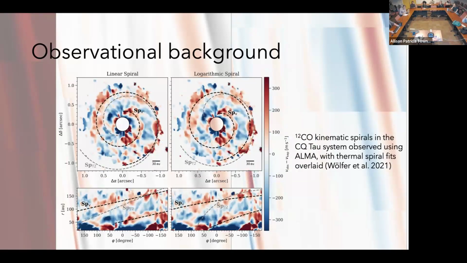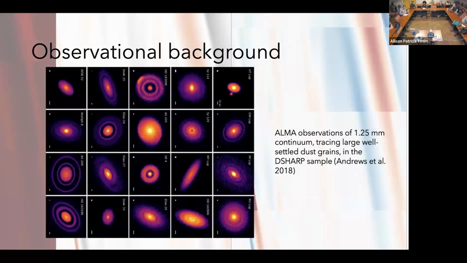Now, this can also be seen in a system known as CQ Tau observed by Sebastian Wolfke et al. in 2021. You can see they attempted various fits to, I think what's shown here are the kinematic spirals, and some of the fits are also temperature spirals. So these spiral structures that you see in gas, 12CO, 13CO, C18O, among others, are one example of substructures. Now, if you turn your attention to dust, for instance, the millimeter dust observed by ALMA, looking at the very well-known DSHARP program, you can see they observed many disks with, in high resolution, a lot of annular substructures.